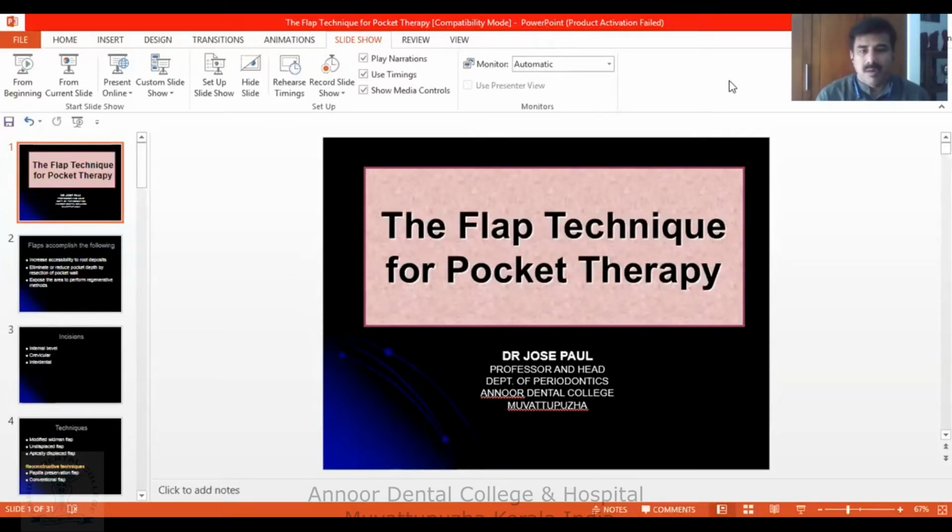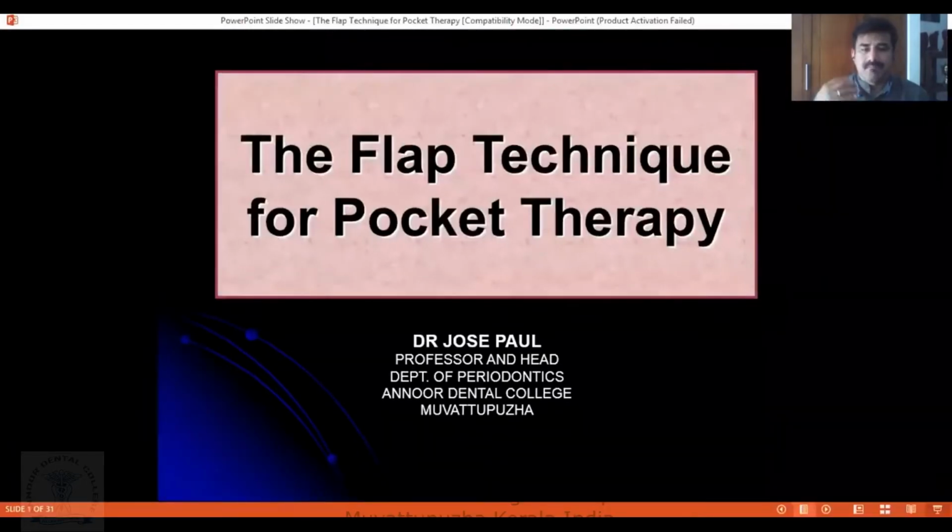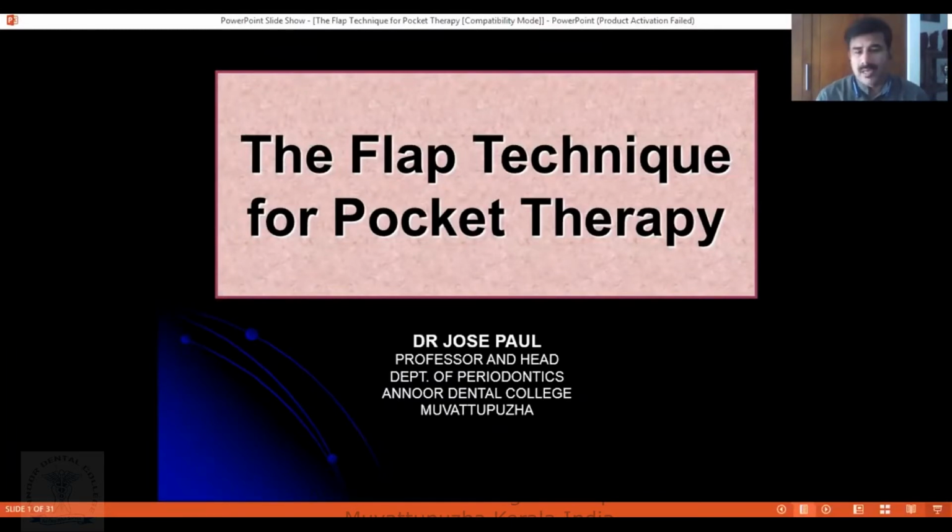Usually, there will be a deep periodontal pocket, which in the initial stages we try to address by means of scaling and root planing. And with scaling and root planing, probably a part of the disease is being controlled. Suppose you find a case that has about 6 millimeters of pocket. In the initial stage, you do a procedure called scaling and root planing.